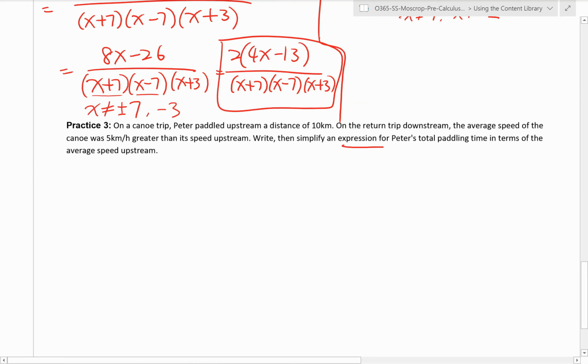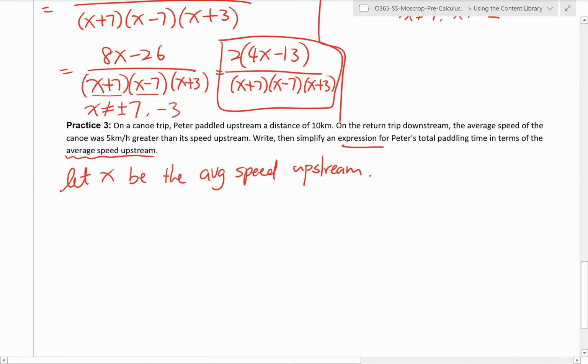So there are a couple of things that you need to know here. First of all, we need to define the variable. This is the variable that we want to use, average speed upstream. So I'm going to say let x be the average speed upstream. Okay, so that's my variable.